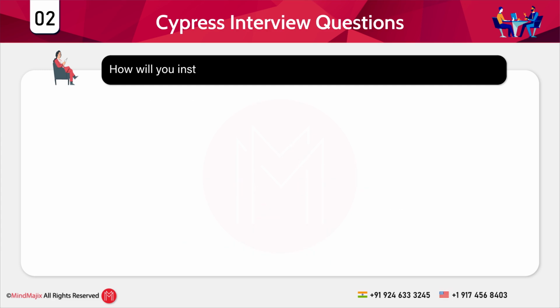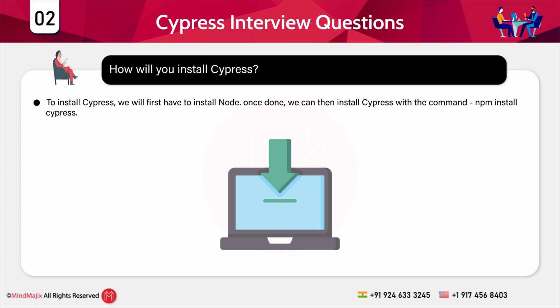Let's move to the next question. How will you install Cypress? To install Cypress, we first have to install Node. Once we have installed Node.js, we can then install Cypress with the command npm install cypress, as you can see here. So this is the command to install Cypress.